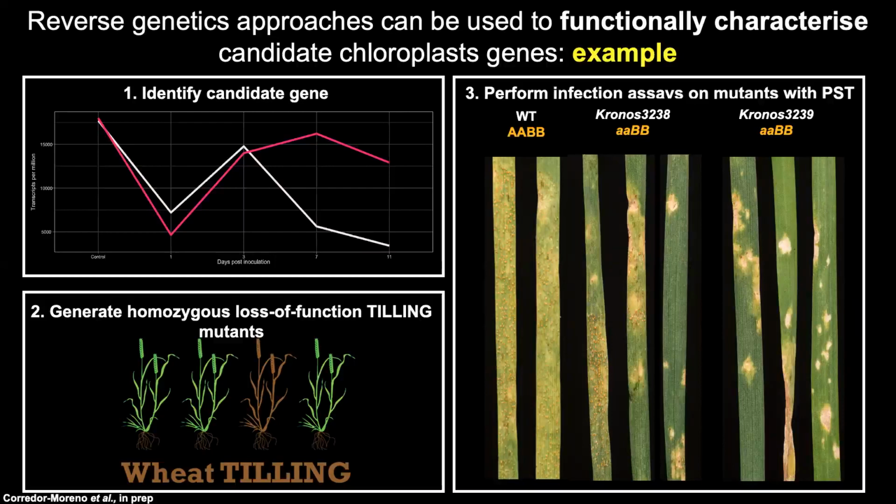And we are currently generating double loss-of-function mutants, which again will be screened, and then we will begin to functionally characterize this gene. And so this is a really nice example of how powerful the RNA sequencing time course data can be for identifying genes of interest to enable us to elucidate mechanisms of chloroplastic alterations during infection.